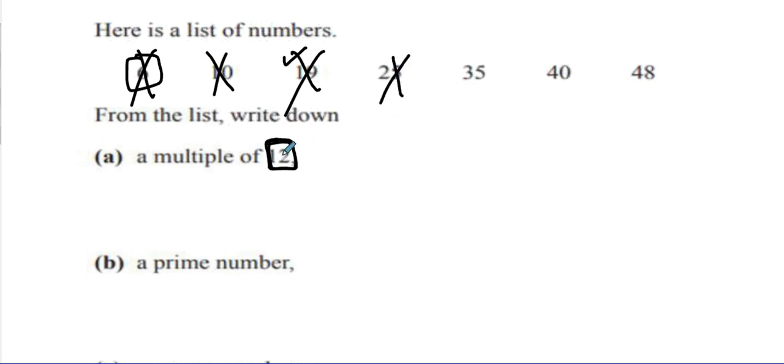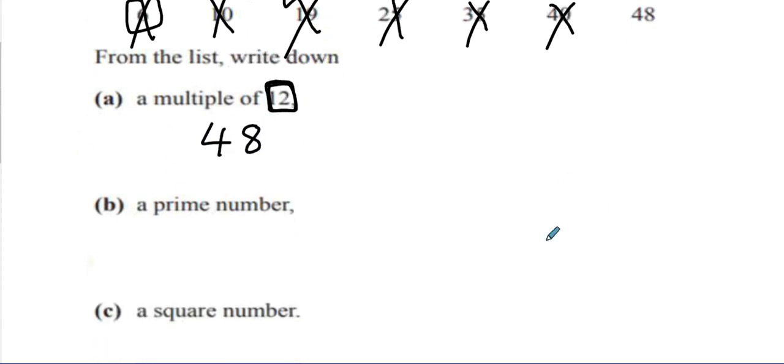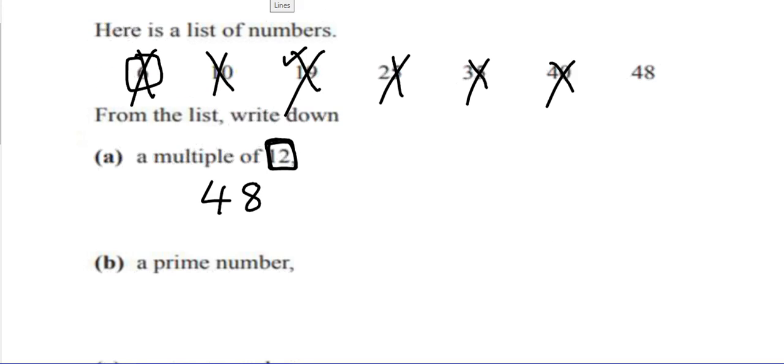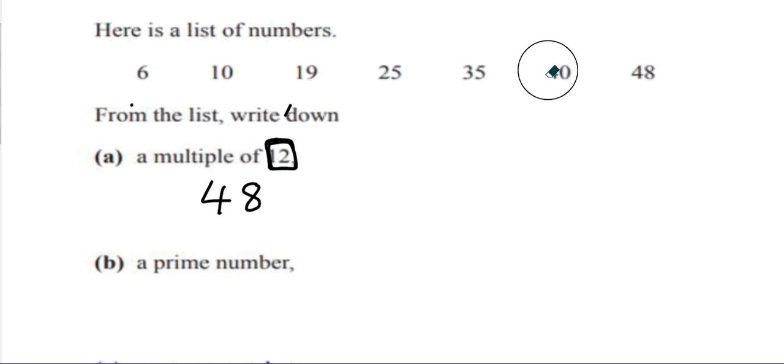35, is it higher than 12? Yes. Is it divisible by 12? No. 40 is higher than 12? Yes. But is it divisible by 12? No. 48, is it higher than 12? Yes. But is it divisible by 12? Yes. So from the list, write down a multiple of 12. So 48 is a multiple of 12. I hope that helps. Then let us go to the next question.